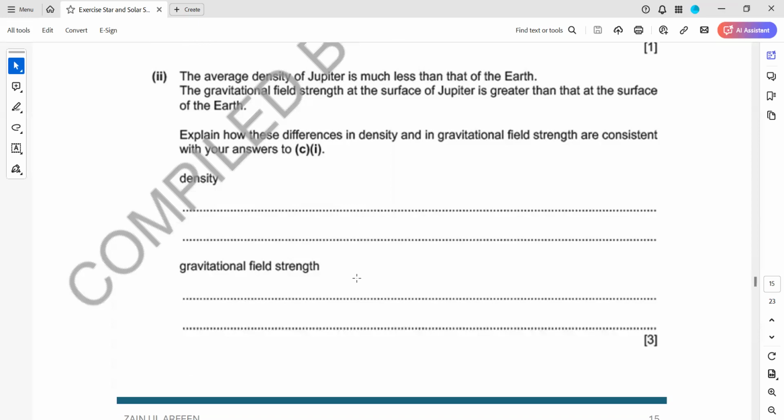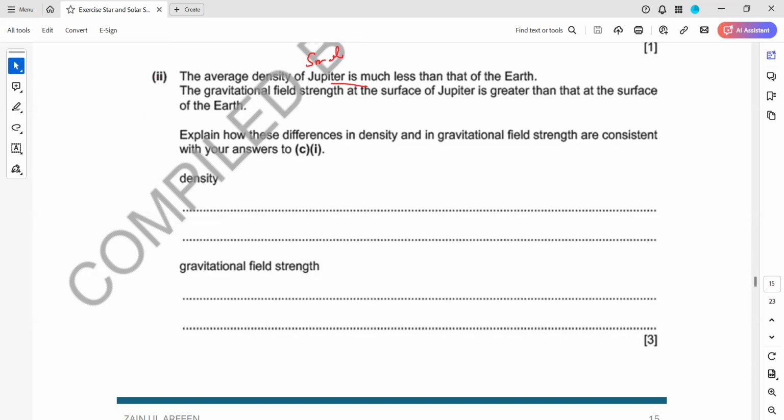The average density of Jupiter is much less than that of Earth. The gravitational field strength at the surface of Jupiter is greater than that of Earth. Explain how these differences in density and gravitational field strength are consistent. Like how density and gravity are related to each other. So the average density of Jupiter is much less than that of Earth, but the gravitational field strength is greater.